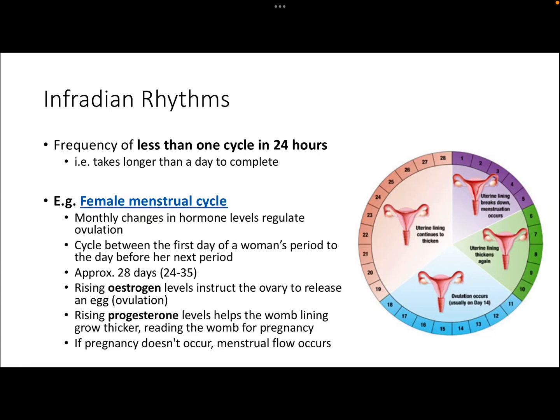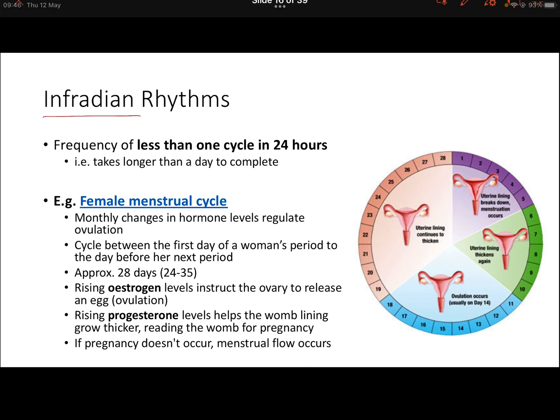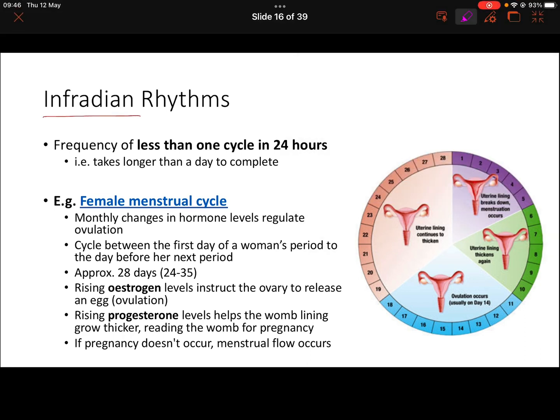Okay, here we are looking at infradian rhythms. Infradian rhythms are biological rhythms that have a frequency of less than 1 in 24 hours. In other words, it takes them longer than a day to complete. They last longer than 24 hours.